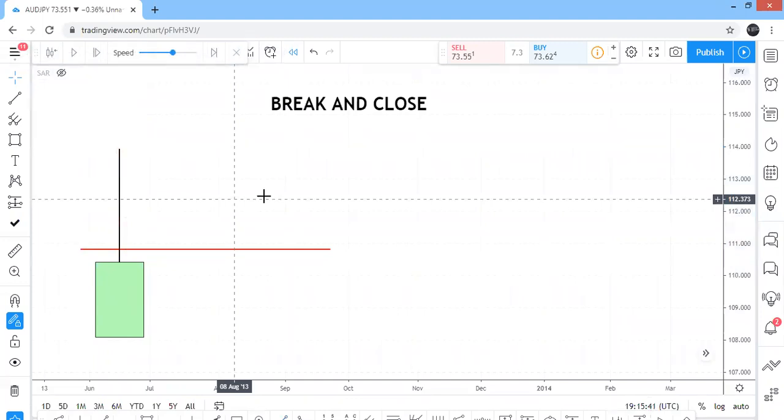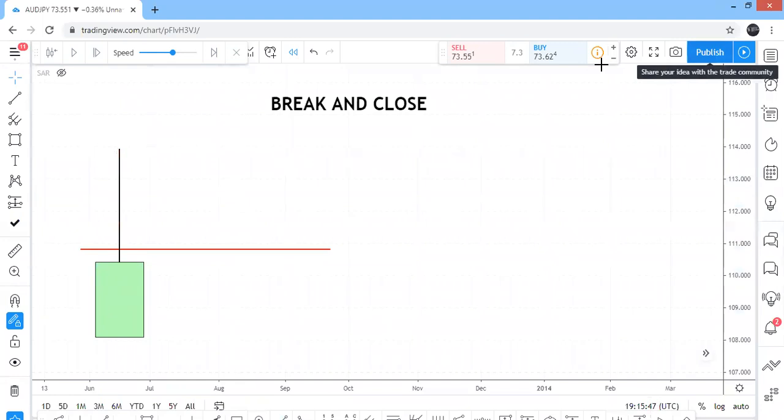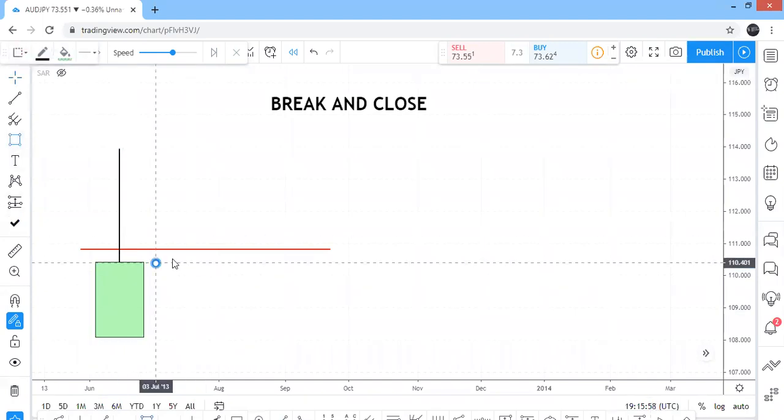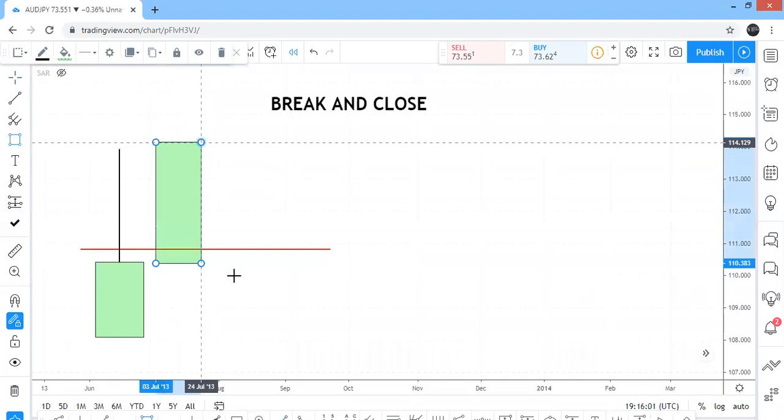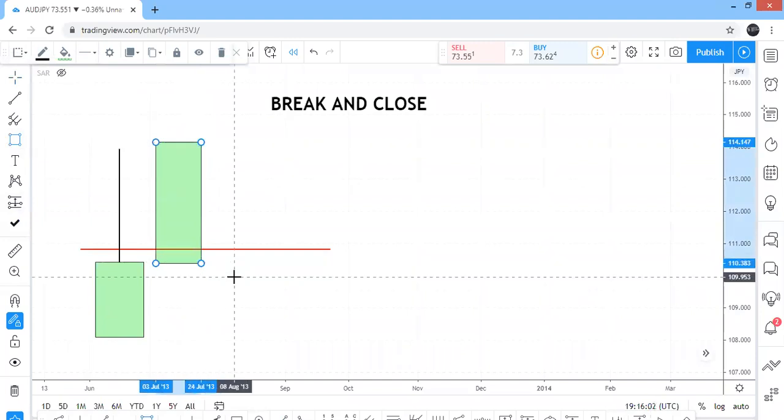So it went above in hour 3. By the time hour 4 has come, it's now gone back below. So if it has done that, then price has not broken the resistance or the support or that structure. It is only when you get to hour 4 and are able to close above, that's when you can say that it has successfully broken that line.